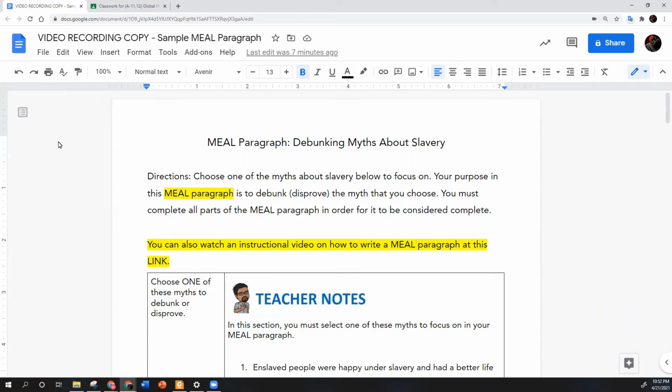All right. So, like I said before, the purpose of this MEAL paragraph is to debunk myths about slavery. And debunk basically means to disprove. So what you're doing is finding information, examples, and evidence that prove that these myths about slavery are wrong, that they are incorrect. And that's essentially the whole point of this paragraph.